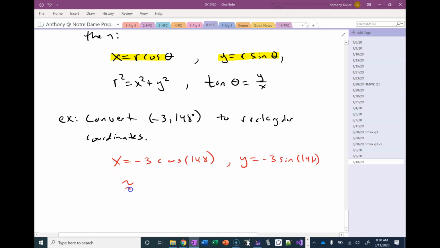And if I type this into my calculator, I get positive 2.54 and negative 1.59. Again, I rounded those to 2 decimal places there.